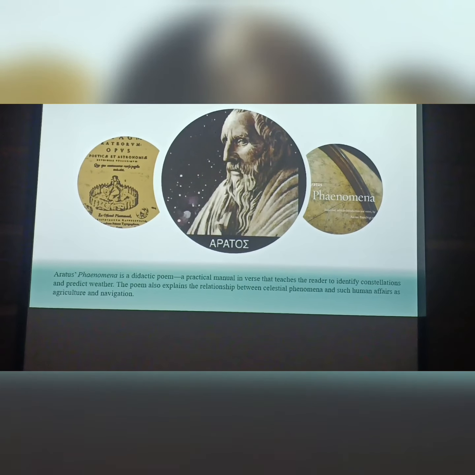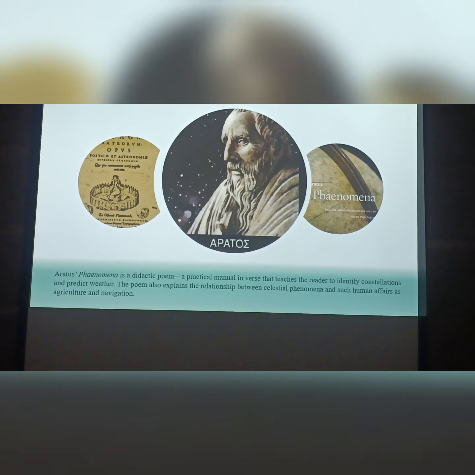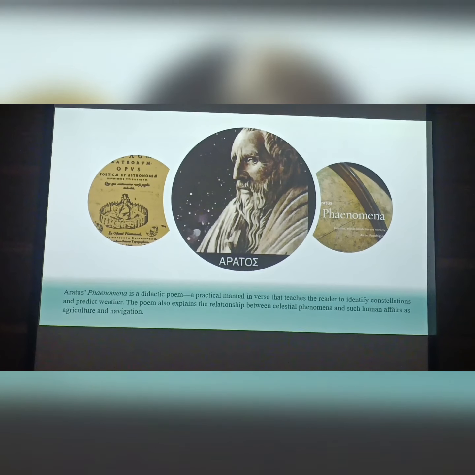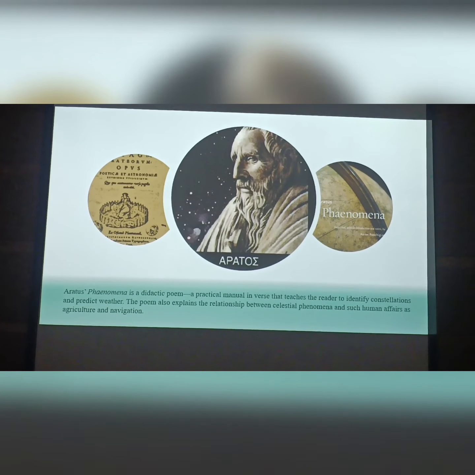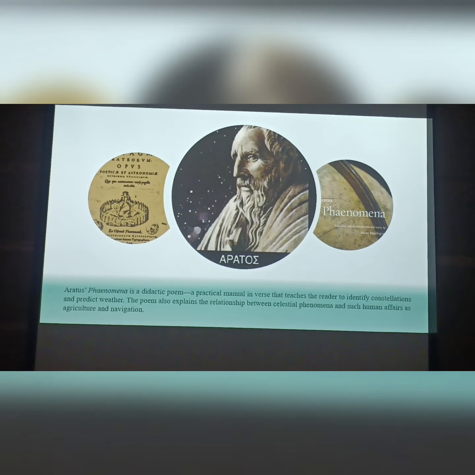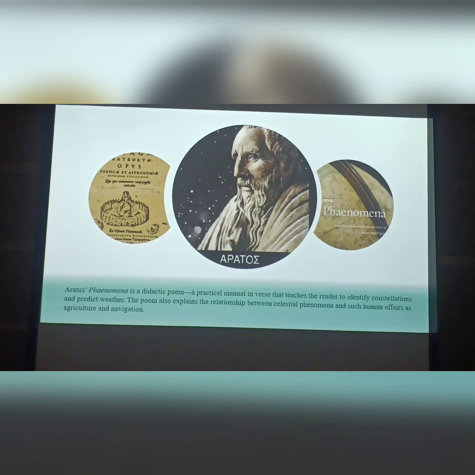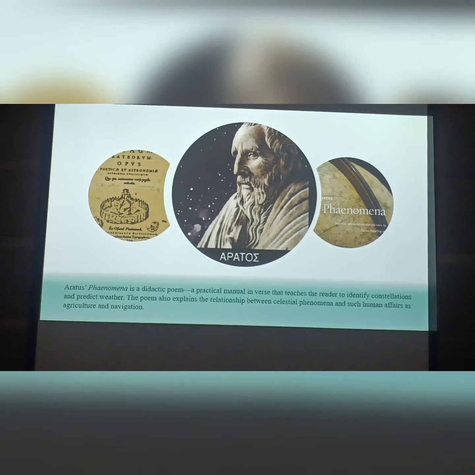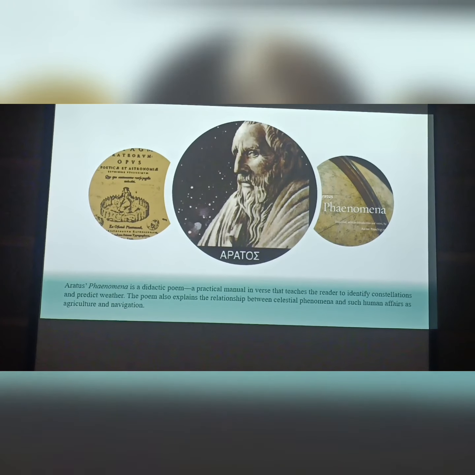Aratus' Phenomena is a poem, a practical manual in verse that teaches the reader to identify constellations and predict weather. The poem also explains the relationship between such phenomena and human affairs, agriculture and navigation. So Hipparchus' only surviving work is the critical commentary on this poem.